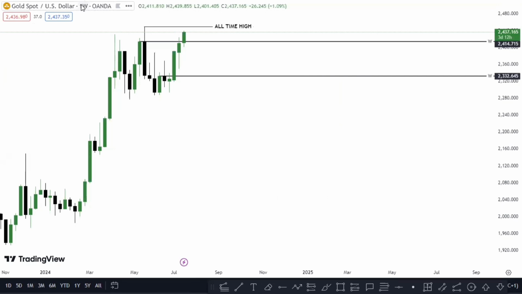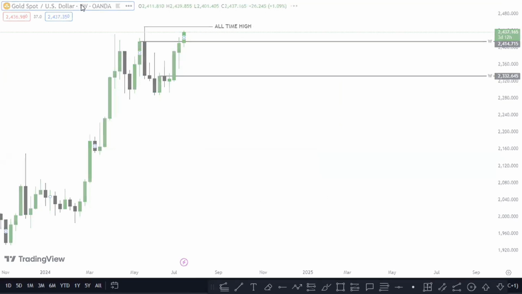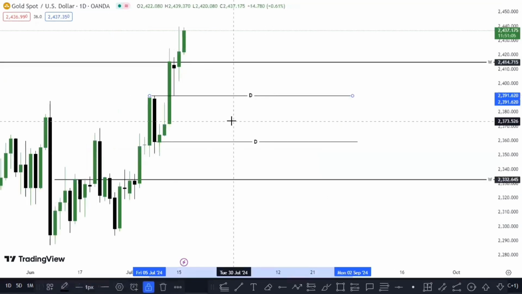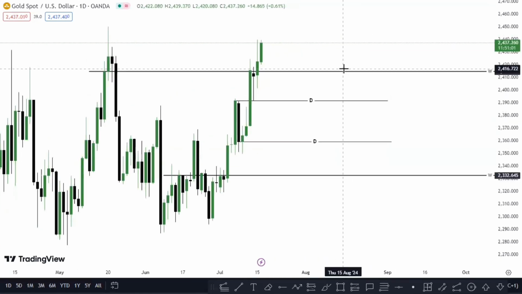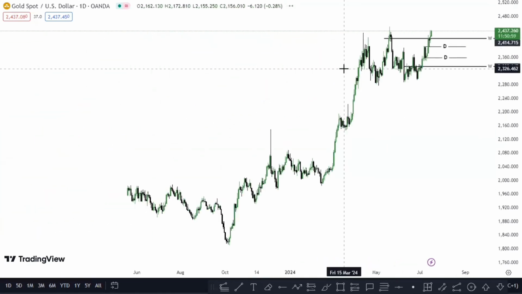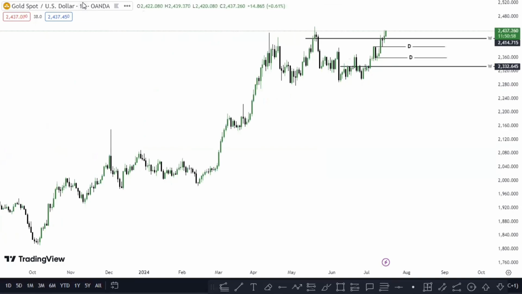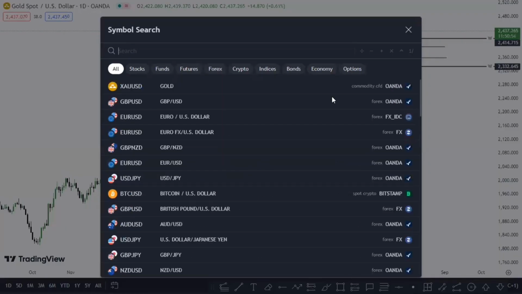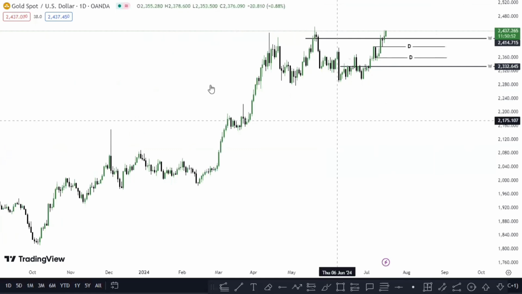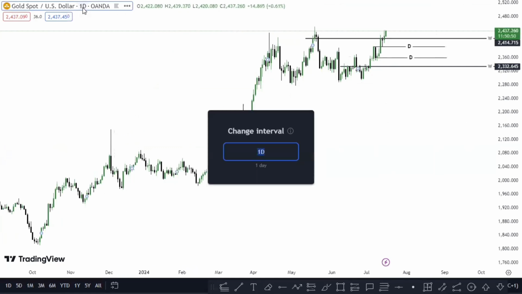So now let's proceed to the daily time frame and see the levels we have on the daily time frame. This was that of last week. It's not appearing on the lower time frame, and I want it to appear on the lower time frame. Let's go back to our weekly time frame.